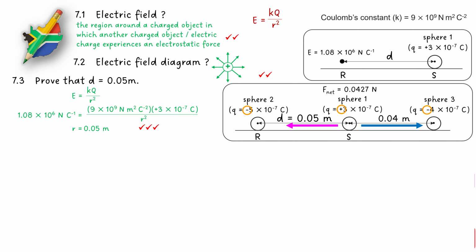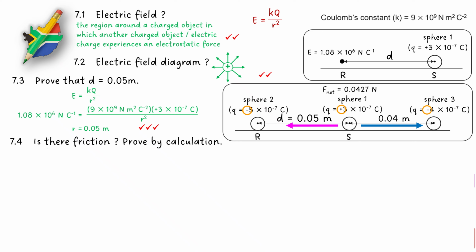We don't know yet in which direction this net force is acting. But since all the spheres are in a straight line, and since the outer two are negatively charged while the one in the middle is positively charged, we can deduce that the electrostatic forces acting on the middle sphere act in opposite directions. The outer two spheres both attract the middle sphere.